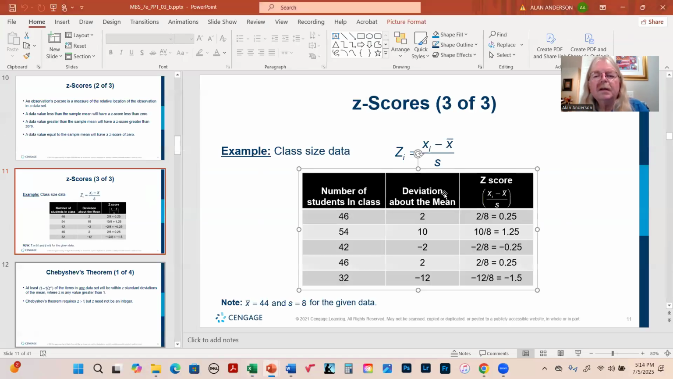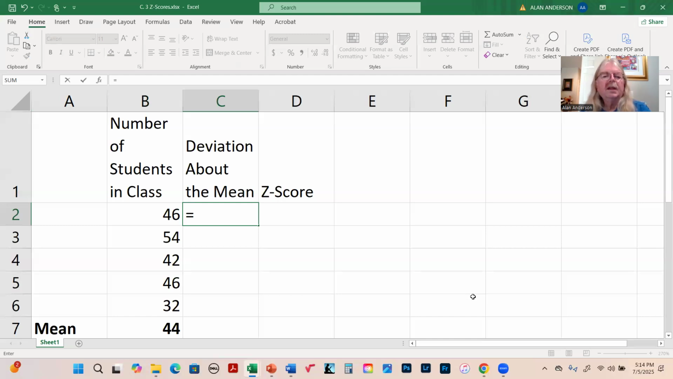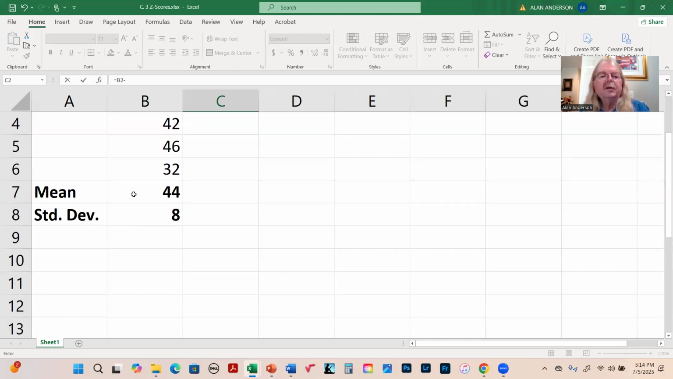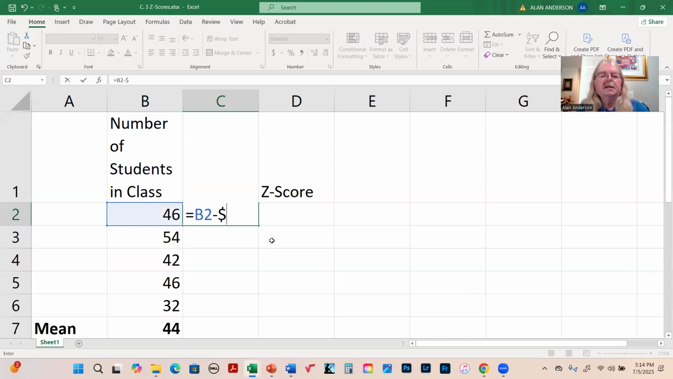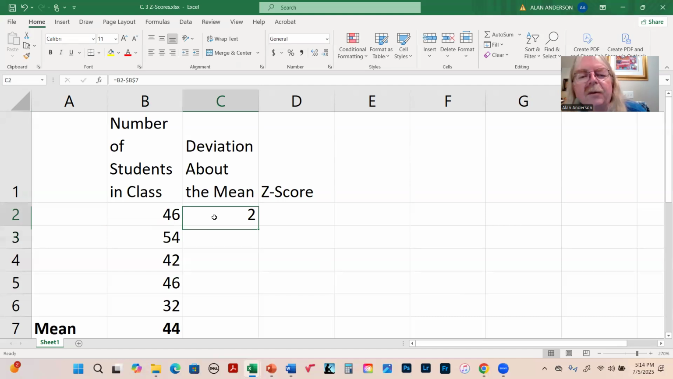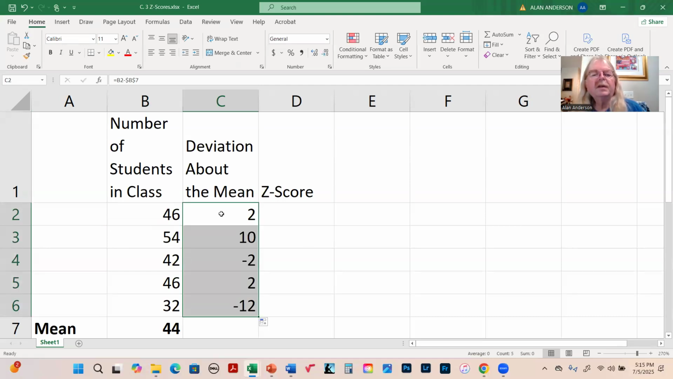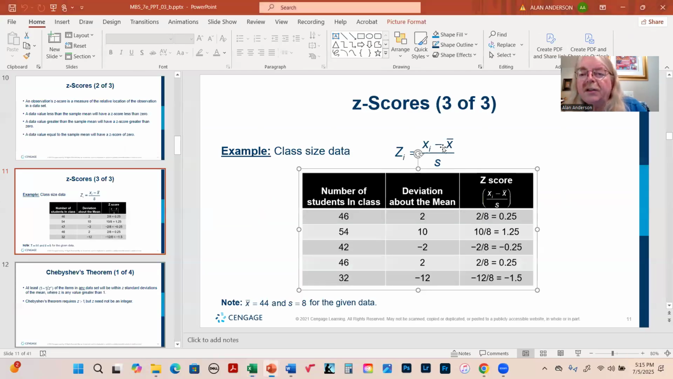So the deviation means how far away is it from the mean? So you take this number and subtract the mean. Now remember this little trick. I don't want this cell reference to change, so I'm going to use dollar signs when I type B7 so that I can drag this down without typing it 5 times. So this is the numerator of the z-score formula.